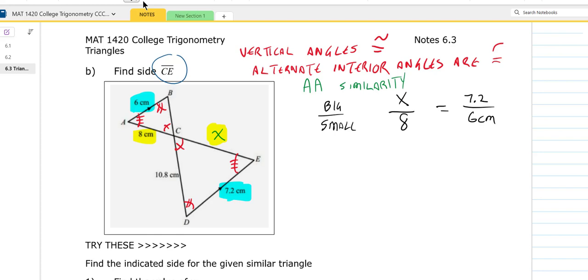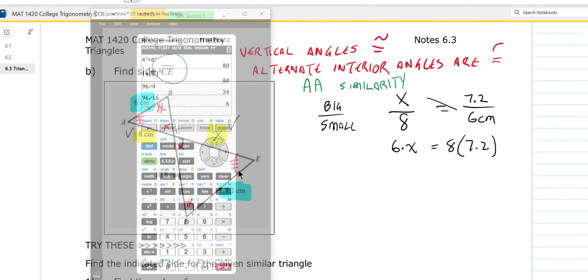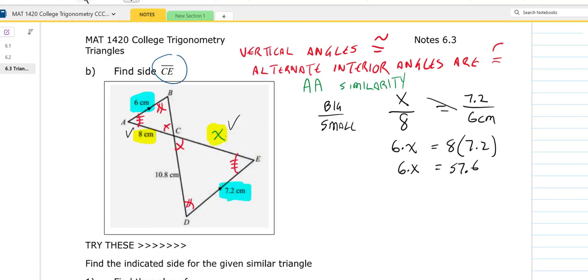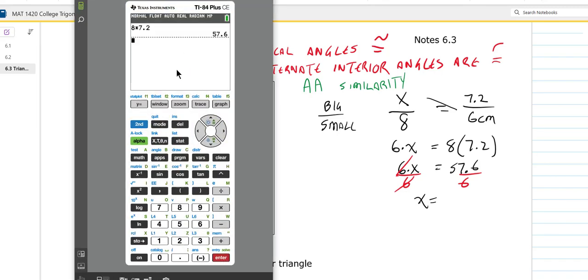So I'm taking the side in the big triangle related to the corresponding side of the small triangle, setting that up in a proportion. Okay, then again, you can cross multiply. So we know that 6 times x will be the same as 8 times 7.2. This time I'll take a calculator and just work out 8 times 7.2. And when I do that, I'll get 57.6 is equal to 6 times x. Okay, now I'm solving a basic algebra equation. I can divide both sides by 6. That would give me what x is equal to.